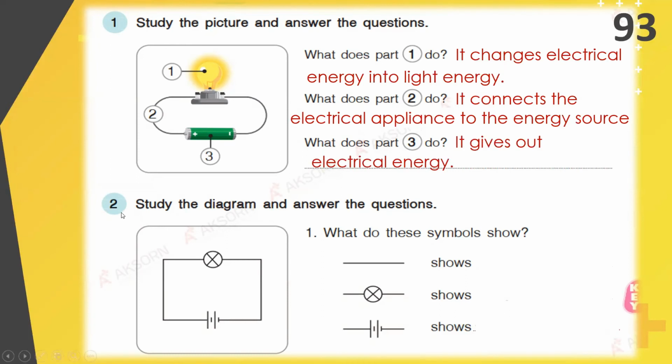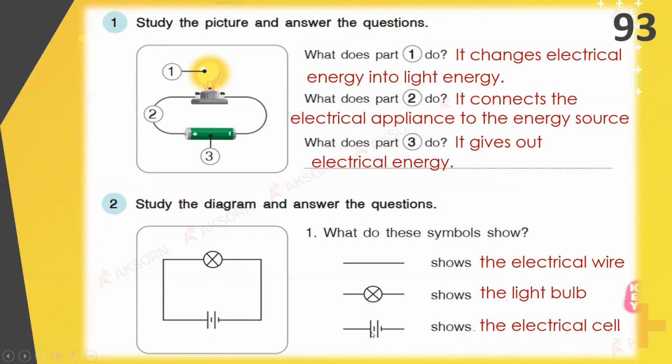Now for number 2, study the diagram and answer the questions. This is all about the electrical circuit symbols. So, what do these symbols show? A line shows blank. Is it a motor? Is it a buzzer? No, it is the electrical wire. What about this symbol? Is this the light bulb? If you said yes, then you're correct. What about this one? We have 2 cells. This is the electrical cell.